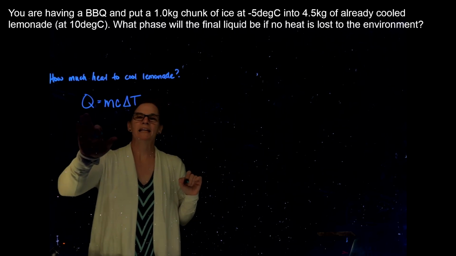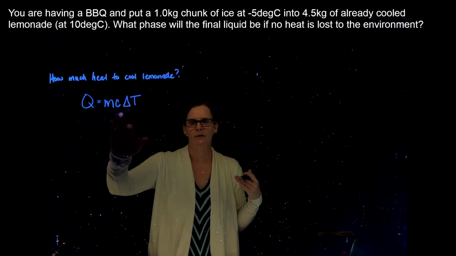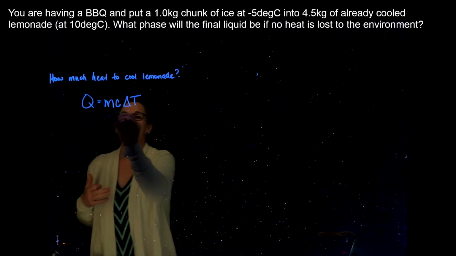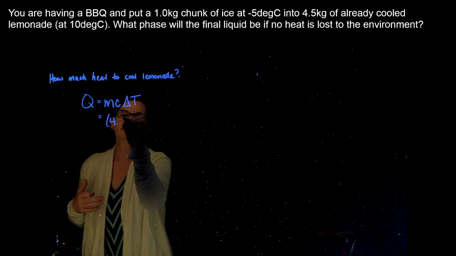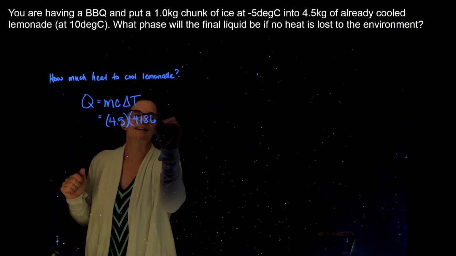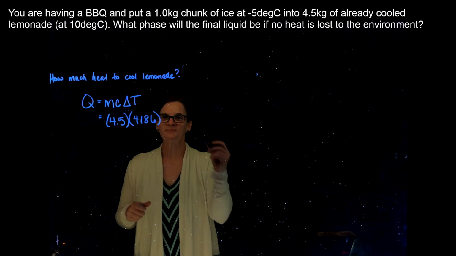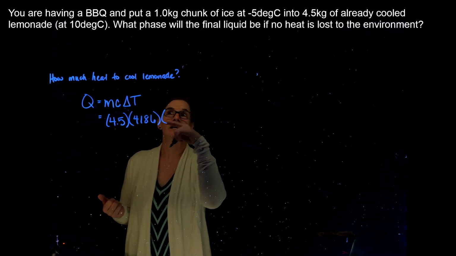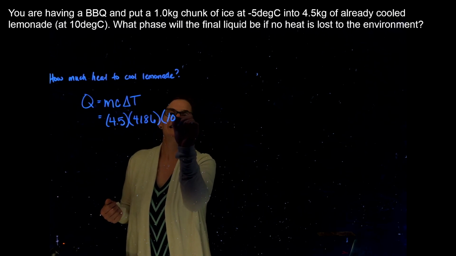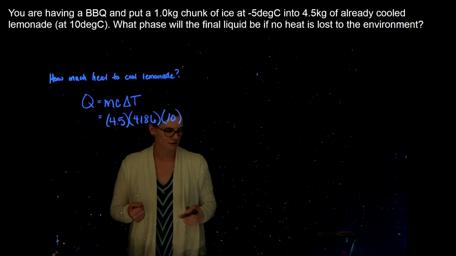So Q, the amount of heat, is related to the mass times the specific heat, and we're going to use water, where lemonade and water are pretty much close enough, times our change in temperature. So we have 4.5 kilograms of lemonade. The specific heat of water is 4186 joules per kilogram degree. And we are converting that from 10 degrees to 0. So that's a 10 degree temperature change. How much energy is going to be removed for that 10 degree temperature change?